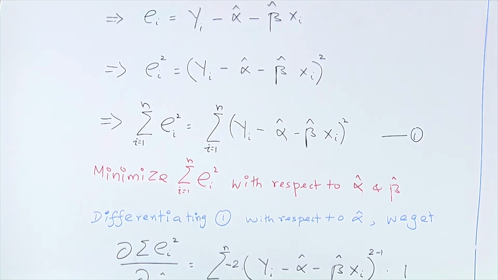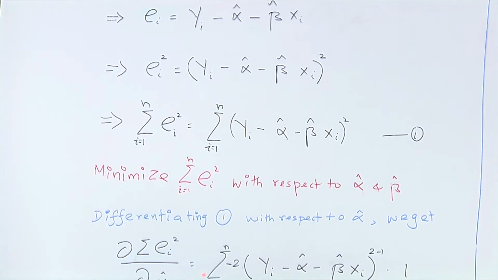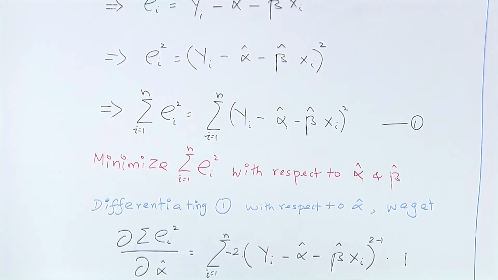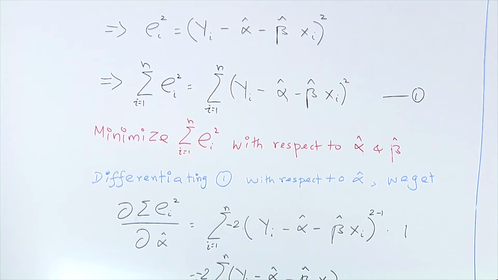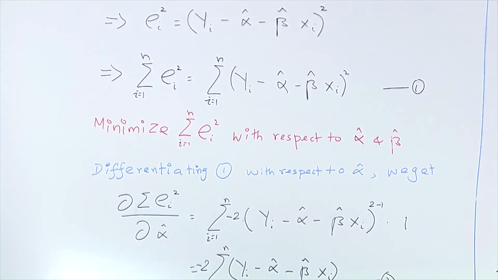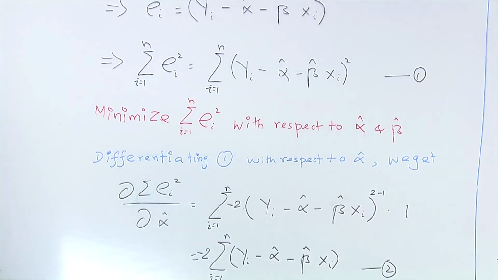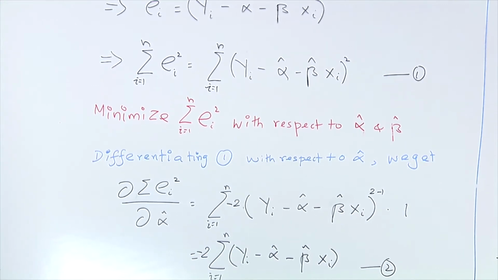Then we get dou sigma ei square by dou alpha hat is equal to, by simple differentiation, minus 2 into yi minus alpha hat minus beta hat xi whole power 2 minus 1, into, again differentiating this, minus 1. So we are just reducing this equation further. We take this negative 2 outside, and then you get this second equation.